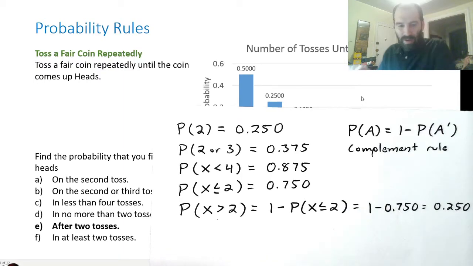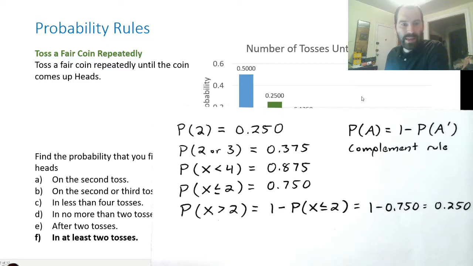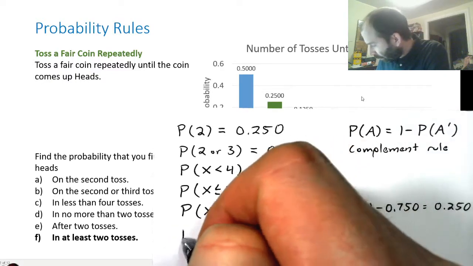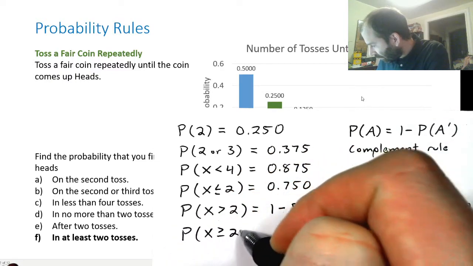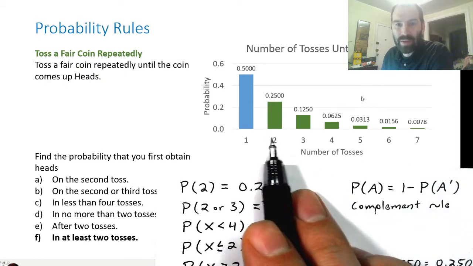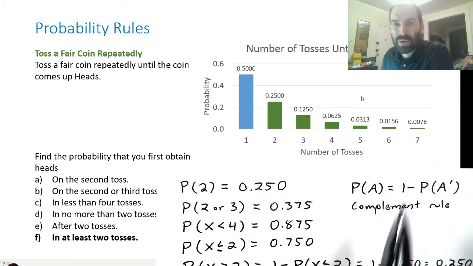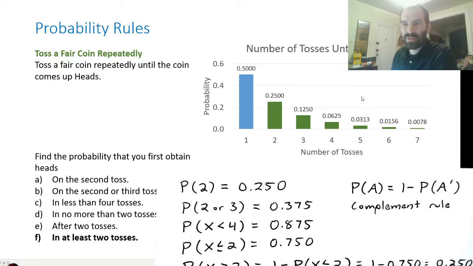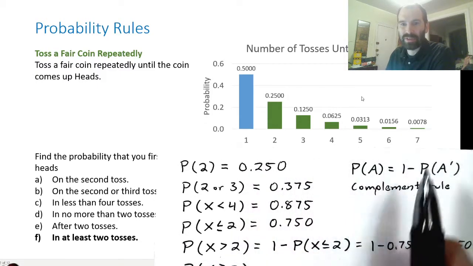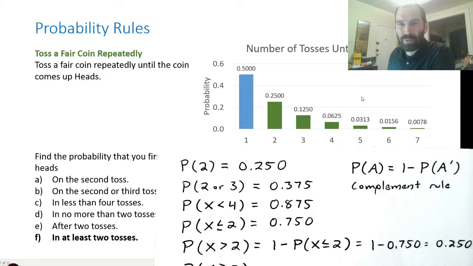Okay, and finally, the last one here. What's the probability that I first attain heads in at least 2 tosses? At least 2 means 2 or more, or in other words, I write this as the probability that x is greater than or equal to 2. How would I do that one? Well, again, I'm adding up an infinite number of things, but we know the trick here. So go ahead and try it on your own. Pause the video if you need to. Greater than or equal to 2, adding up all these green bars. Yeah, the complement rule again.